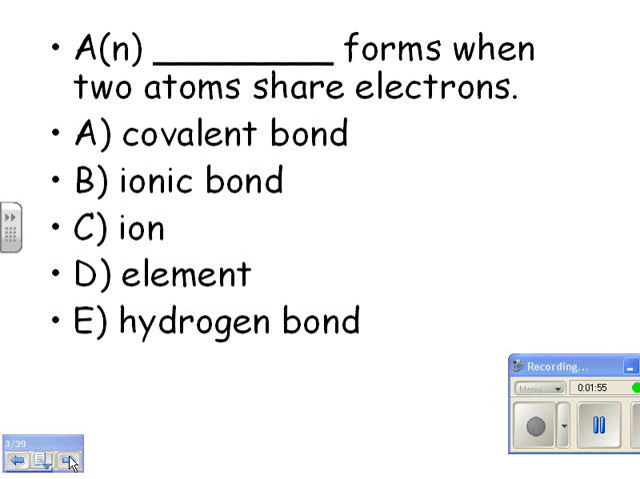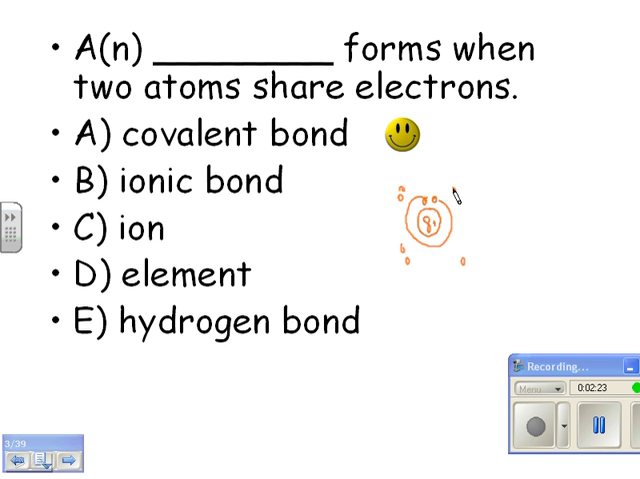A blank forms when two atoms share electrons. Okay, this is a really, really important one. The answer here is a covalent bond. And let's draw that. So if you have oxygen, it's got 8 pluses. So you can look that up in the periodic chart if you want to, or you can trust me. So the first 2 electrons go here, and then it's got 3, 4, 5, 6, 7, 8.